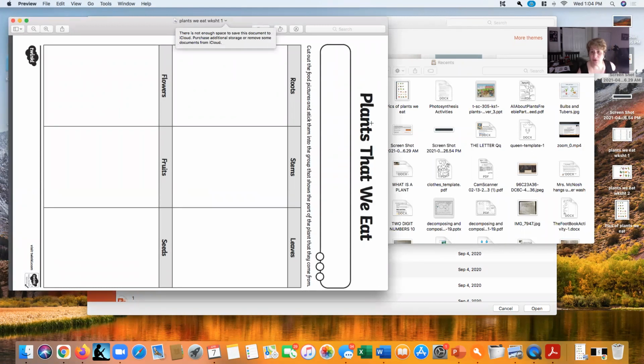Plants, sorry about the dogs again. Plants that we eat. It's kind of crooked, it's on the opposite side here, but this is what you're going to have. It's going to be a worksheet that has the names of all the different parts of the plant: the roots, the stems, the leaves, flowers, fruits, and seeds.